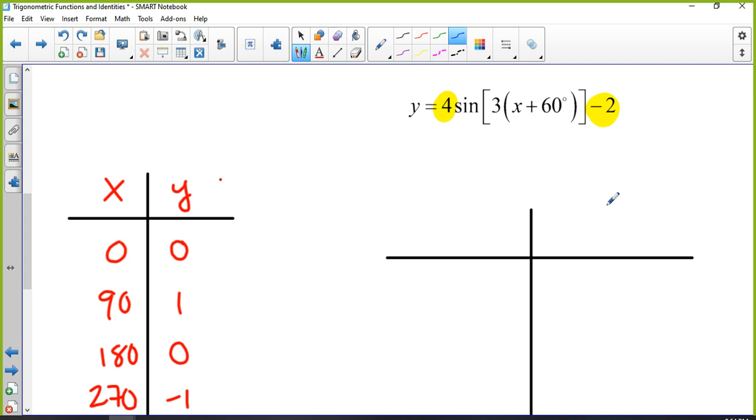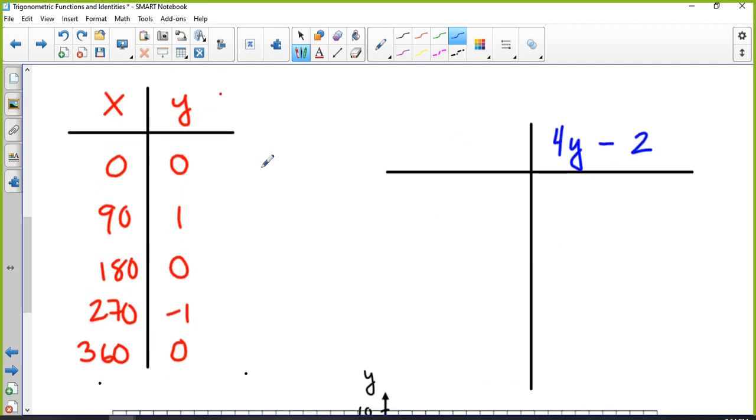All right. So we're going to take each of these y coordinates and multiply them by 4 and then subtract 2. So that's easy enough. 4 times 0 is 0, minus 2 is negative 2. 4 times 1 is 4, 4 minus 2 is 2. 4 times 0 is 0 minus 2, we have negative 2. 4 times negative 1 is negative 4, negative 4 minus 2 is negative 6. And then 4 times 0 minus 2 is negative 2 again. So those are all my new y values.